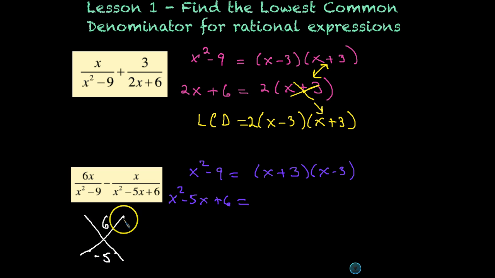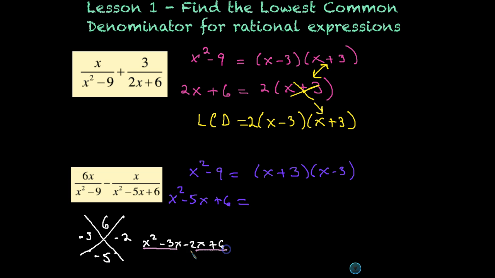So what times what is positive 6 that adds to be negative 5? You might be tempted to say, well, 6 times negative 1 or negative 6 times 1. The problem is negative 6 times 1 is negative 6. So 6 and 1 won't work. So we have to think of something else. What about negative 3 and negative 2? Negative 3 times negative 2 is positive 6, and they both add to be negative 5. That looks like it works, so we can take our quadratic and separate our middle term, and then we can group.